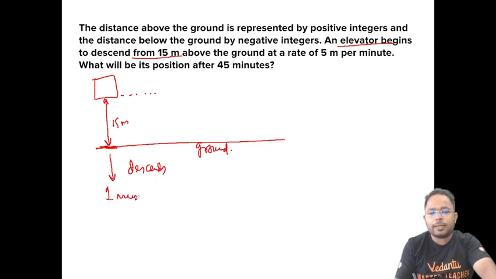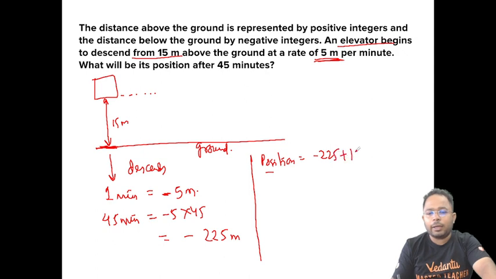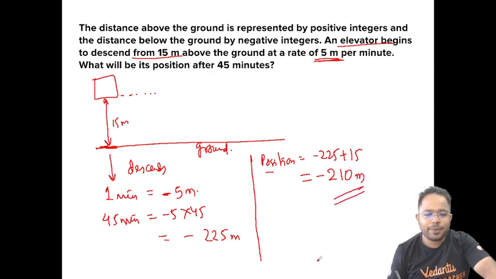So, in 1 minute, it goes 5 meters. 5 meters per minute. So, if it is descending, let's say we are taking a negative sign. So, in 45 minutes, minus 5 into 45, how much distance will it cover? Minus 5, 5 is a 25, carry 2, 5 is a 22. So, minus 225 is the descent. But as it started from 15 meters above, in total we will add positive 15 here, and we get minus 210. So finally we are getting minus 210 meters.